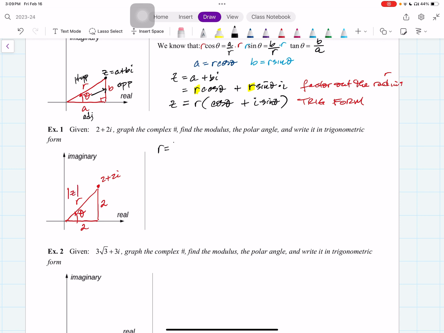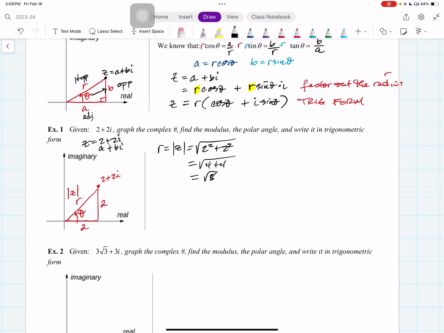All right, so let's find the modulus first. So r is equal to, again, the absolute value of z. If you call this z, z is equal to 2 plus 2i. Okay, and that's equal to the square root of a squared plus b squared. And a is 2 and b is 2, because remember it's a plus bi, so they're both 2. So the square root of 2 squared plus 2 squared, that's the square root of 4 plus 4, or the square root of 8.